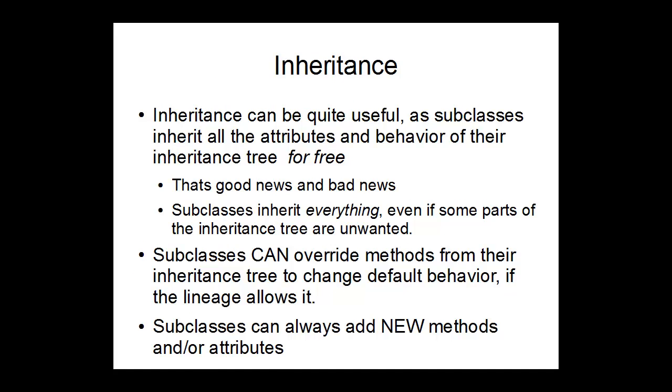Inheritance can be quite useful in that if you have a subclass, it inherits all the attributes and methods of the parent class for free. So you don't have to re-implement those methods or attributes in the child. They just come for free. That's good and bad news. The subclass inherits all the methods and all the attributes, even if some of those methods or attributes are unnecessary. And the subclass is allowed to override methods from the inheritance tree if the parent classes allow it. It's always okay for a subclass to add new methods and attributes as it sees fit.